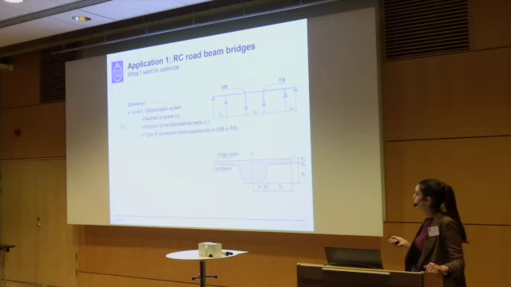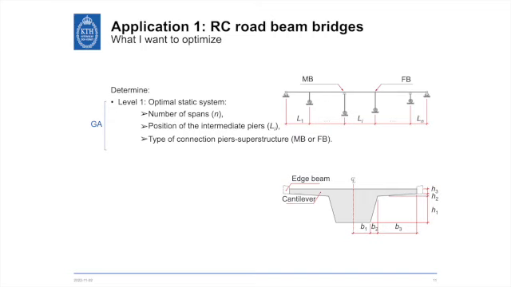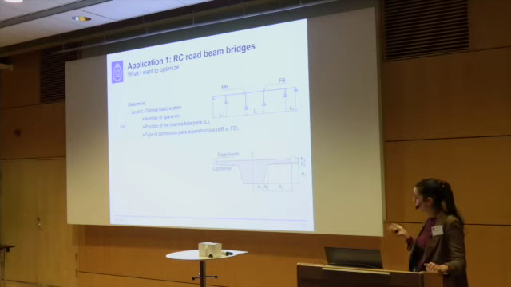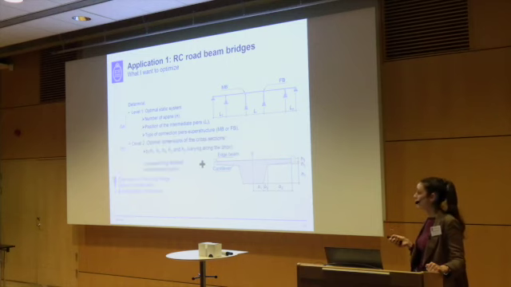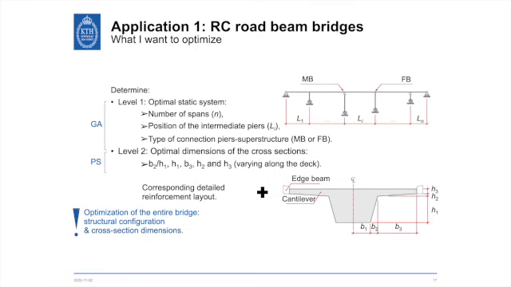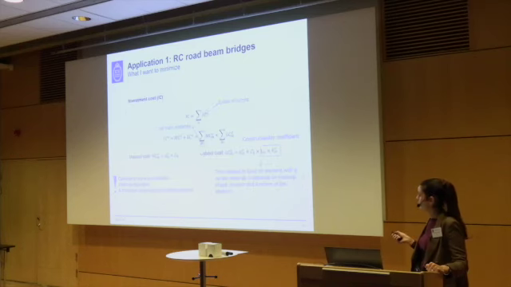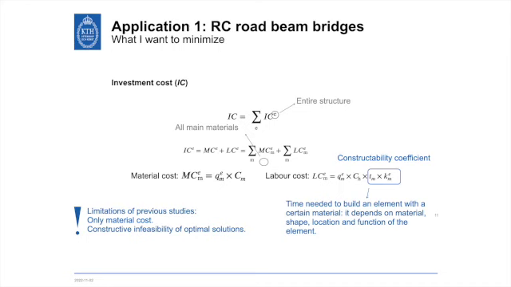What I tried to do here was optimizing the entire structure without simplifications, starting from the optimization of a static system, so number of spans, location of the piers, and connection between superstructure and substructure. Once that is optimized, I went into the optimization of the superstructure, trying to find all the optimal dimensions that you see listed here, and at the same time designing their reinforcement in a detailed way. And the aim of this is trying to minimize investment cost and environmental impact.